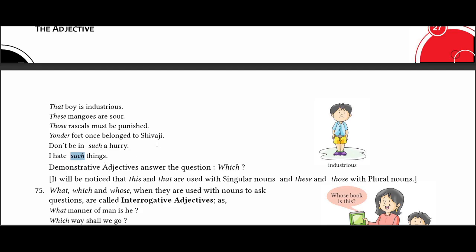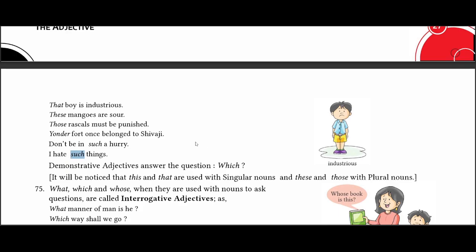So when an adjective points out the noun, we say that that is a demonstrative adjective. So that, these, those, yonder, and such are demonstrative adjectives in these statements.